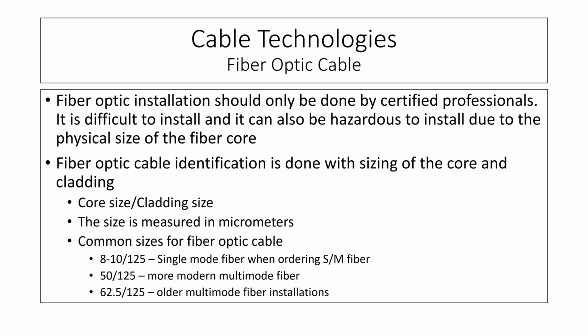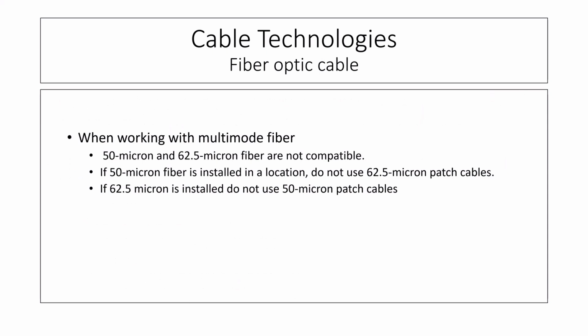In multi-mode fiber, we have two types. One is 50 micron core, 125 micron cladding, and the other is 62.5 micron core with 125 micron cladding. The 50 micron is actually more modern. It's used in current networks. The 62.5 micron you're going to find in older networks. It's kind of legacy.